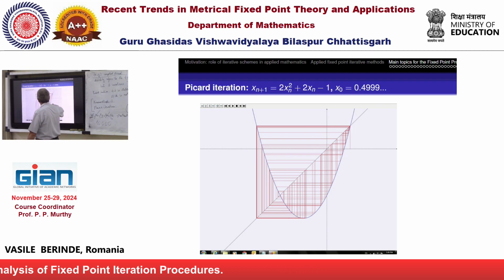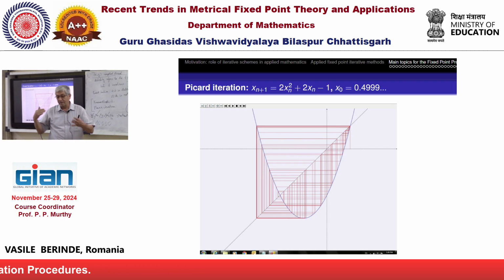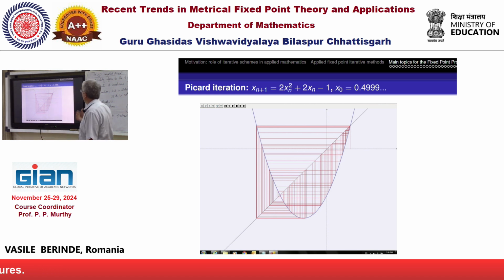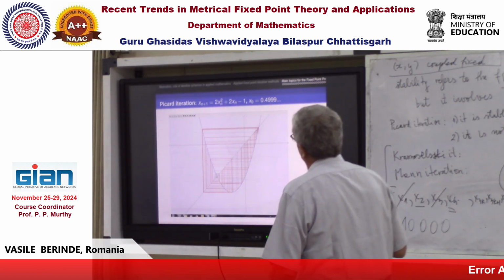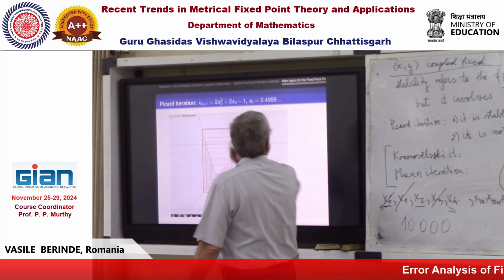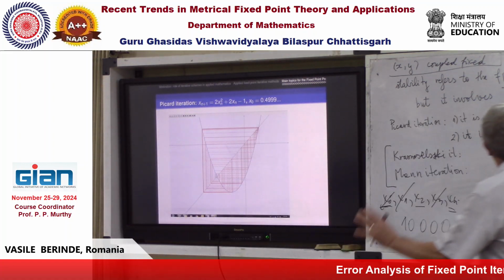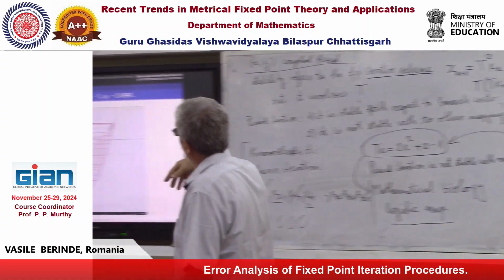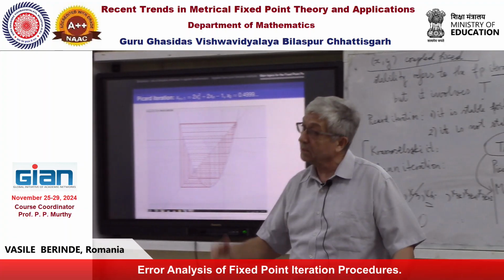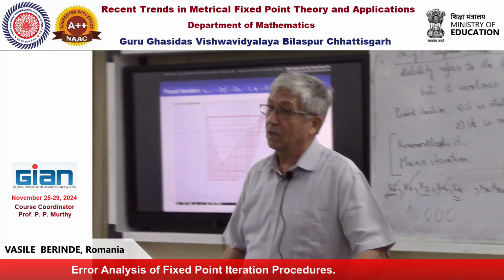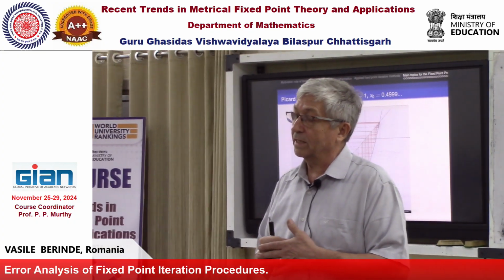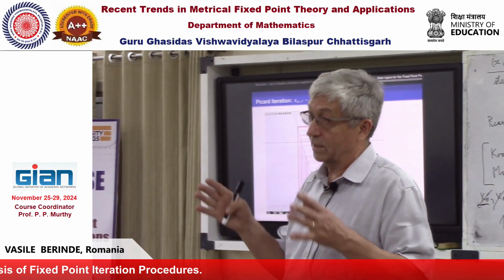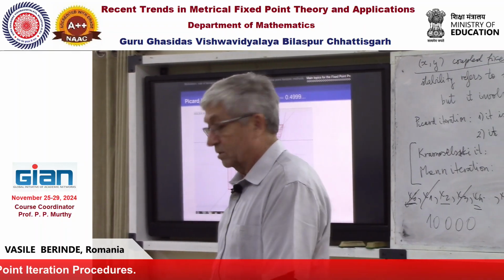Here we have a non-stable map. So a Picard iteration is not stable with respect to this very simple function I wrote here somewhere. Tx equals tx squared plus x minus 1. This is a very simple function which provides a dynamical system which is totally chaotic in some situations.